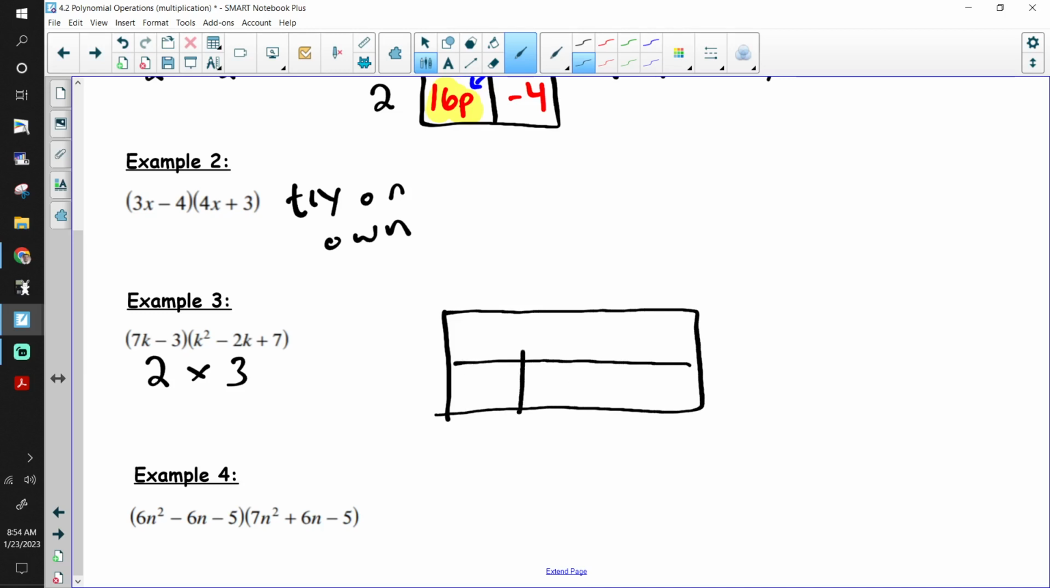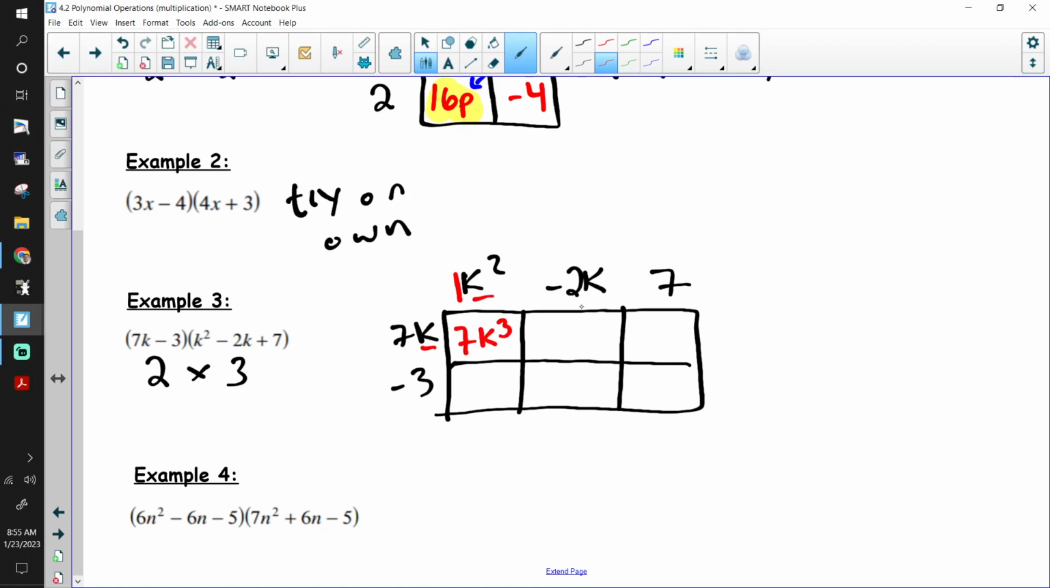Like this. Okay, so I have my 7k and my negative 3. And then I have my k squared minus 2k plus 7. Okay, so I have one spot for each one of my terms. Starting with my first box, which this k squared has a 1 in front. So 7 times 1 is 7. And now I have to keep track. I have 1k here. I have k squared, which is 2k's there. So altogether, k to the third.